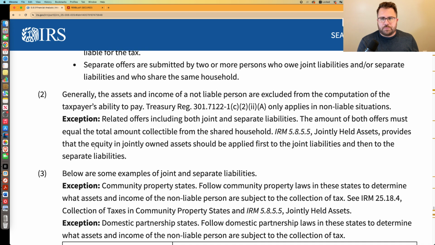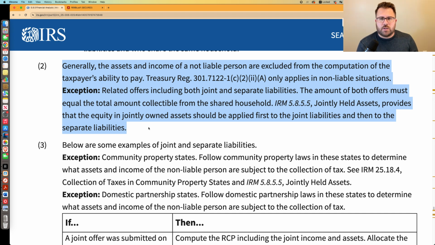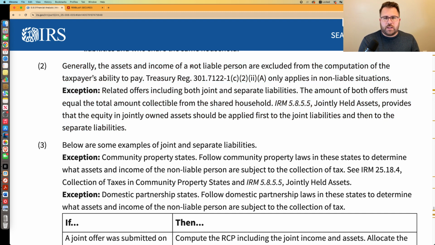Check out this paragraph right here. Generally, the assets and income of a not liable person are excluded from the computation of the taxpayer's ability to pay. Okay? So if your spouse is a not liable person, generally their assets and income are excluded. Now, there are issues in community property states, where theoretically the IRS could go after some of the non-liable spouse's stuff. They often don't push on that, but they can.